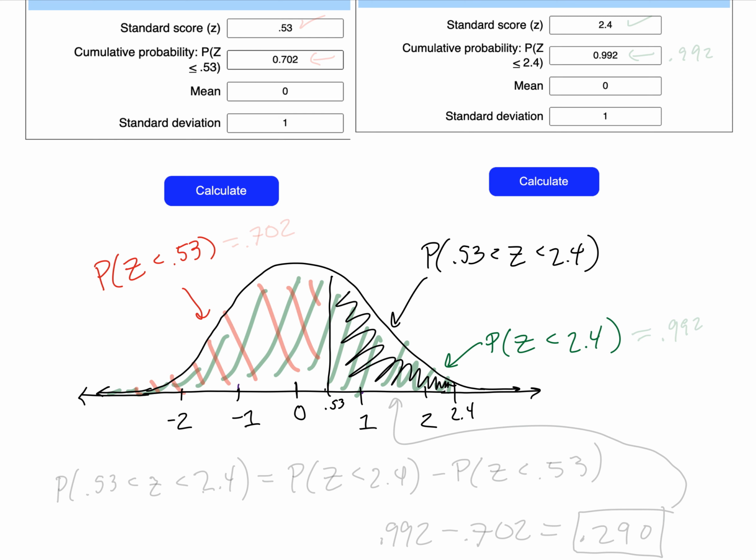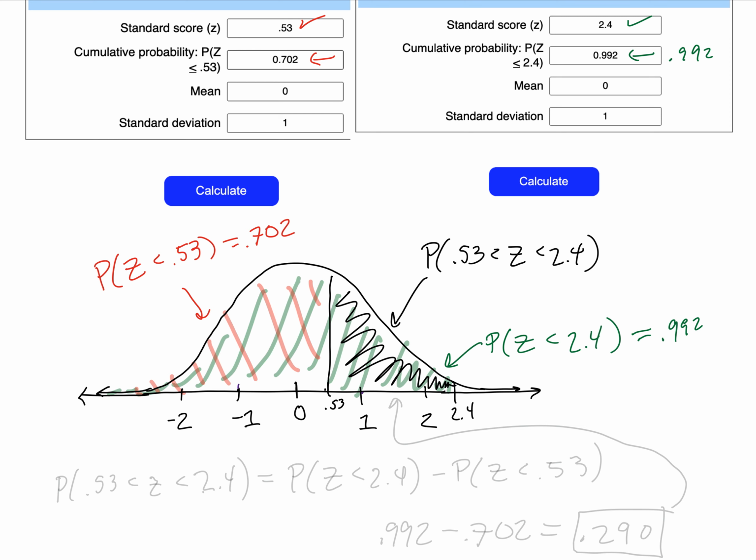If we get those two things, and we can do that above, so here I plugged in 0.53, here I plugged in 2.4, and for this I got a probability of 0.702. So 0.702 is that probability in red, and 0.992 is that probability in green. So if what I really want is the probability that's currently shaded in black, how would I find that? Well, I could take the area shaded in green and subtract away the area shaded in red.